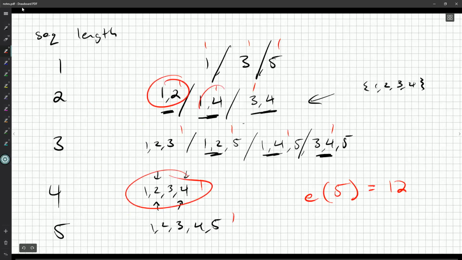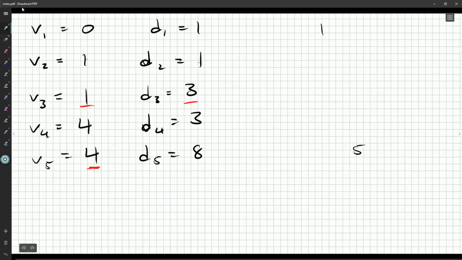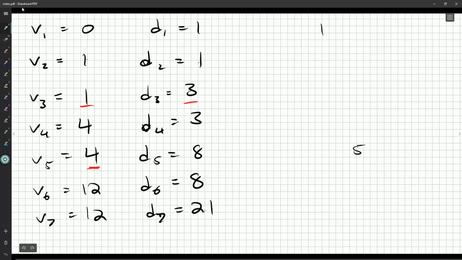1, 2, 3, 4. And so the remaining 8 must be odd length, and they are. So this is really working. So I guess we could just keep doing this. Evens, you copy the previous one and add up those, and V7. Copy previous two and add once at 21. So yeah, this could work out quite nicely.